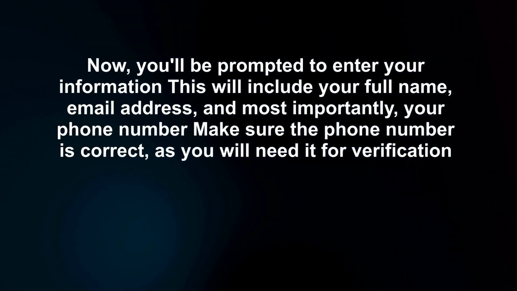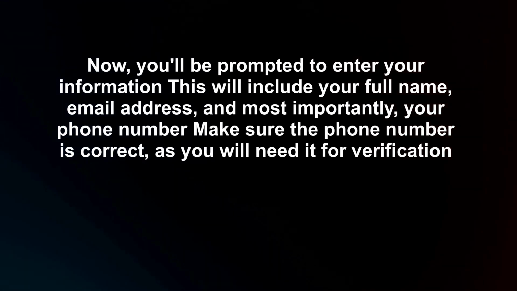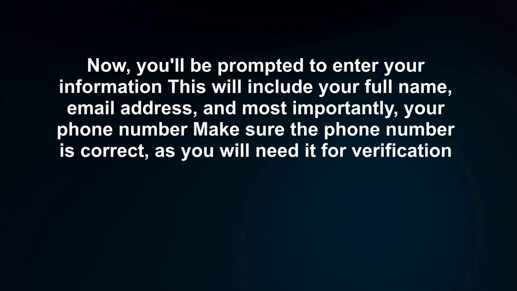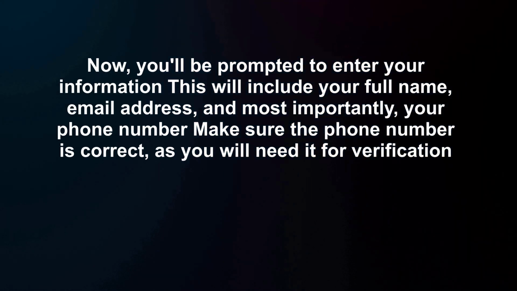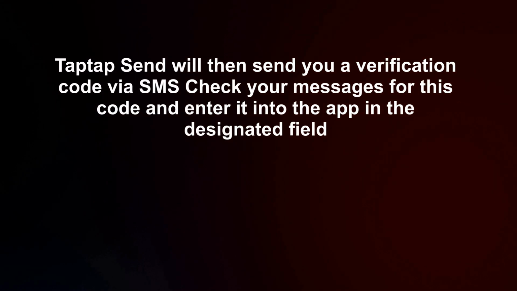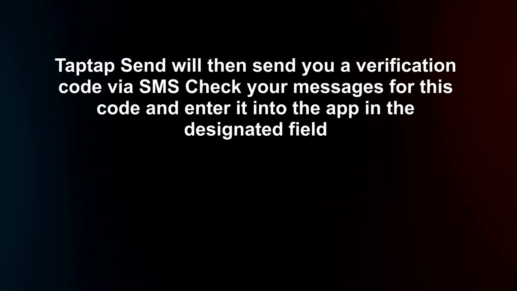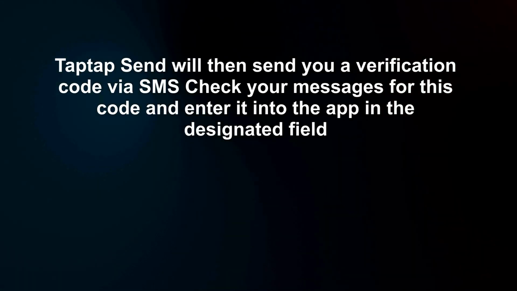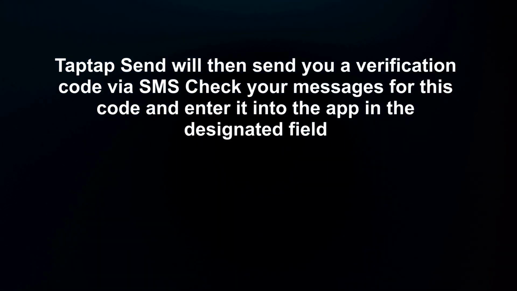Now, you'll be prompted to enter your information. This will include your full name, email address, and most importantly, your phone number. Make sure the phone number is correct, as you will need it for verification. Taptap Send will then send you a verification code via SMS. Check your messages for this code and enter it into the app in the designated field.